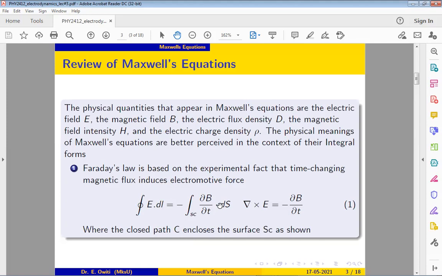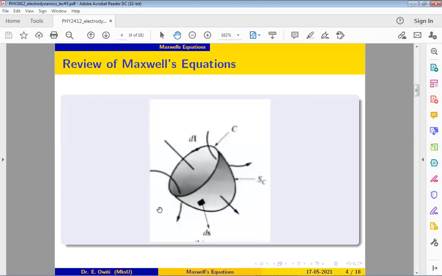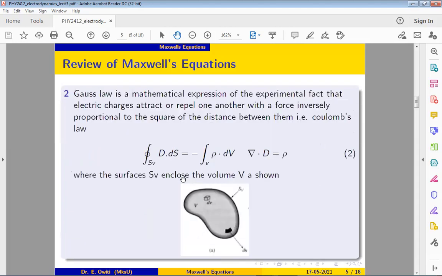All right. So this SC simply shows that surface. Here we should have had C for that closed loop for dl. So if you need to see those parameters, you look at this figure here. Then the next equation, the next Maxwell's equation, is what we refer to as the Gauss law.